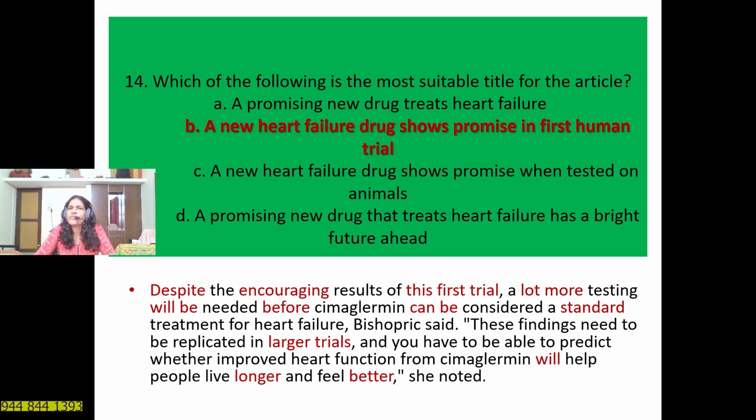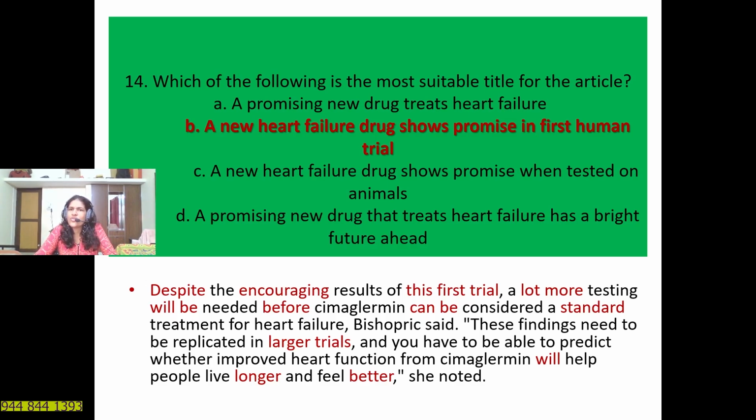Which of the following is the most suitable title? A promising new drug treats heart failure? They did not say that because they have not concluded. They are saying semaglutide can be considered a standard treatment of heart failure only after it undergoes so many things. So it is not the right one. A new heart failure drug shows promise in first human trial. Yes, it is correct. Promise is nothing but encouraging results. First trial, it shows the encouraging results. So that is the suitable title here.